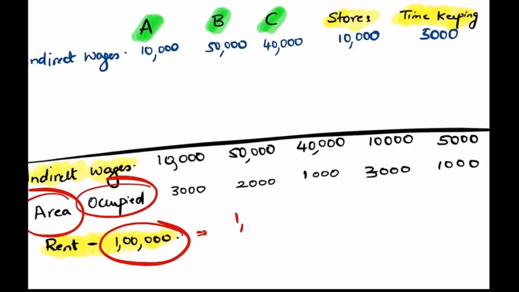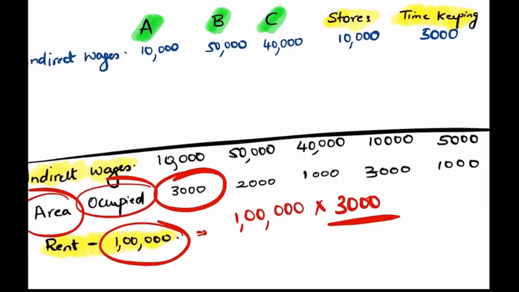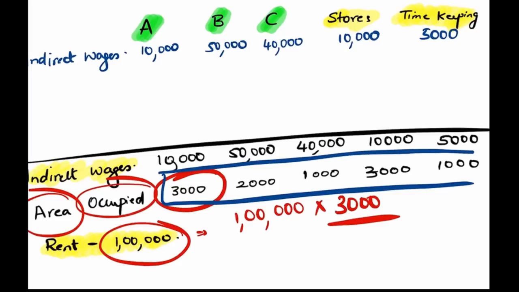For the A department, 1 lakh into what's the area of A department? 3,000 divided by 3. Do the sum total of the area. That will be 1 lakh into 3, 6, 9, 10, which will be 30,000. So rent for A will be 30,000.